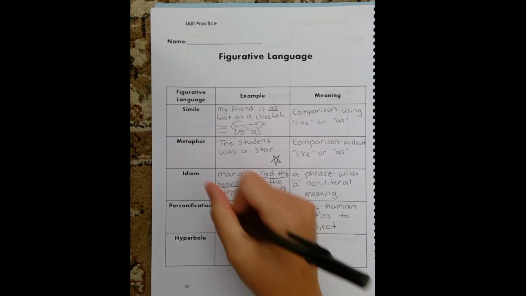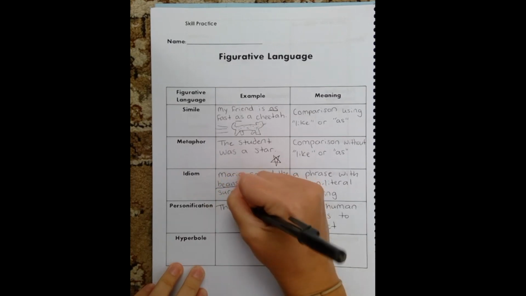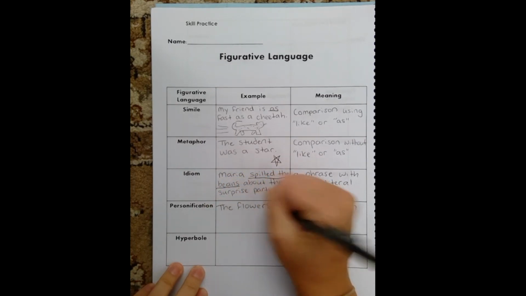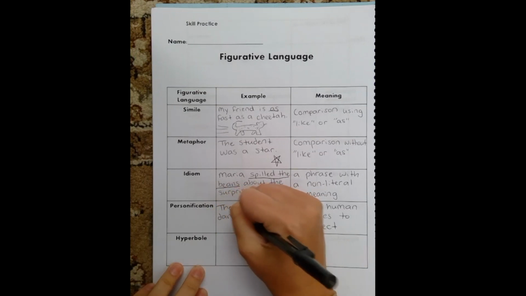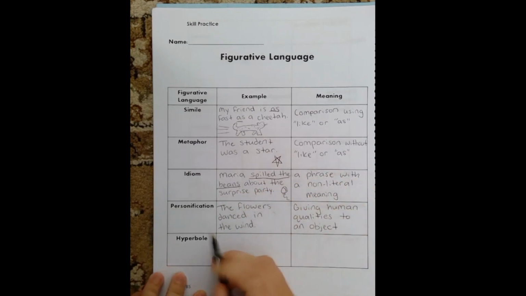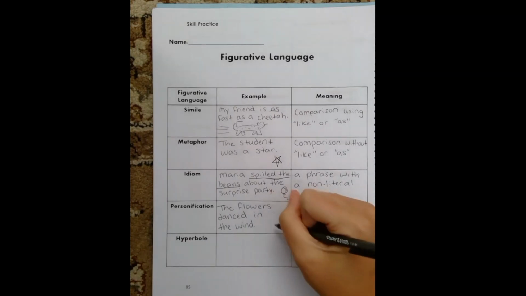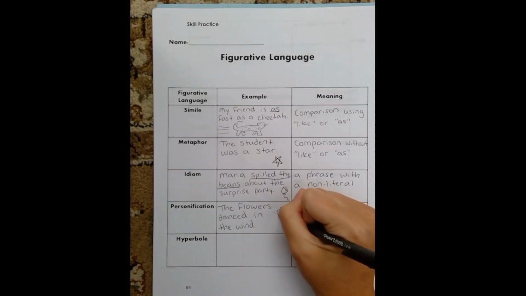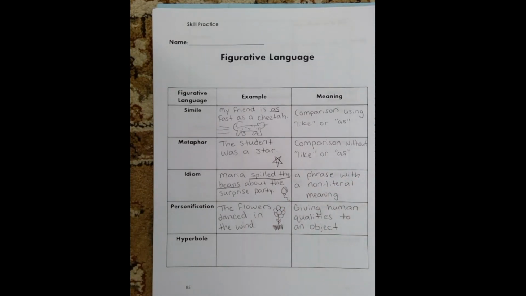The example I like to give for this one is the flowers danced in the wind. So again, this is personification. Flowers can't actually dance. That's not a literal meaning. Instead, it's a figurative meaning. It just means that the flowers were probably moving back and forth in the wind. So we'd call that personification. So this one we use a lot in writing. It makes our writing really good. Here's my flower. All right, we're on our last one, hyperbole.